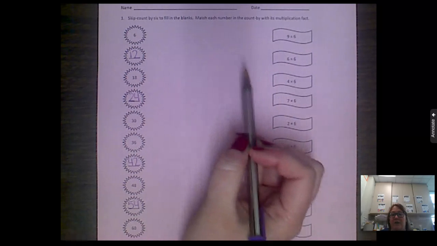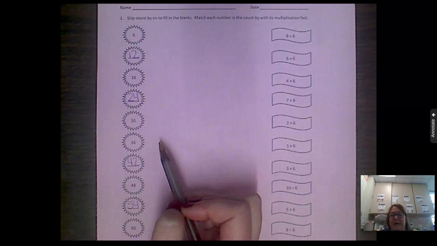All right, so what we're going to do now, I'm going to do about half with you, and then I'm going to send you off on your own to finish the front of this, and then we can come back together for the back, okay? So we're going to solve these on the right-hand side, and then we're going to draw the lines to connect it to the product on this side. Remember, when we multiply, the answer in a multiplication problem is called the product. So we're going to match the product to the problem.